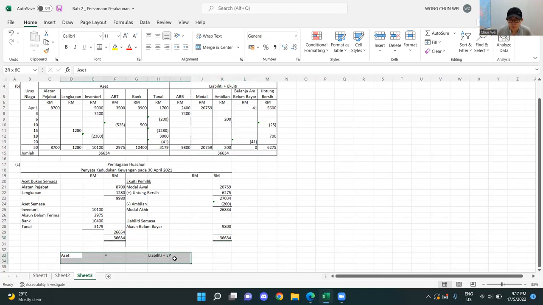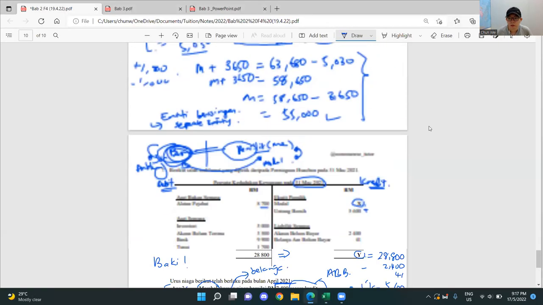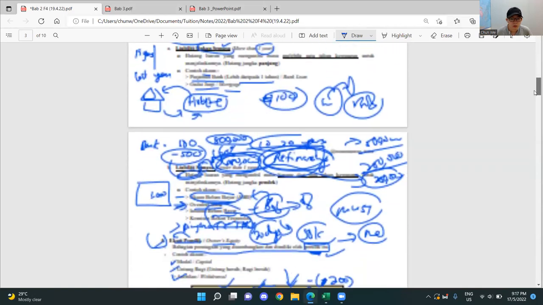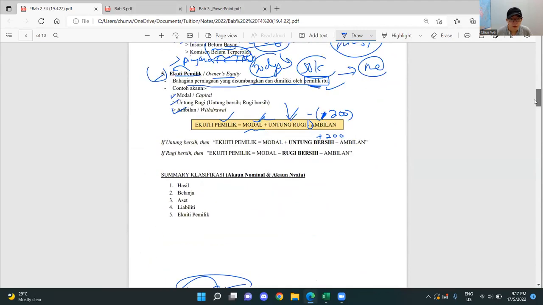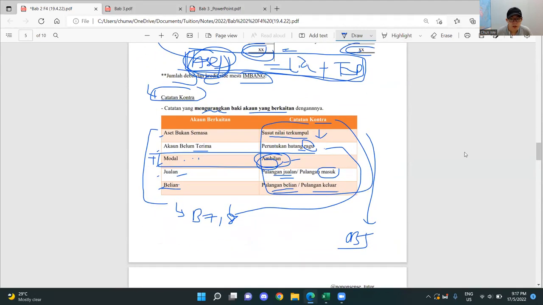And also, I think in last class, I also talked about the catatan kontra. Yeah, this is a catatan kontra. So there are 5, you know. For now, it's not that important. You just have to know that there is something like that, because it will come out in your objective questions. All right. So there are just 5.